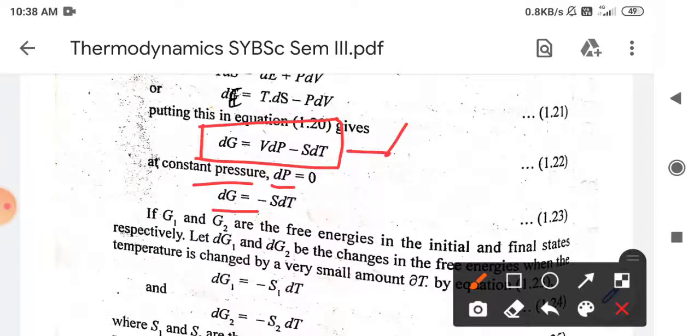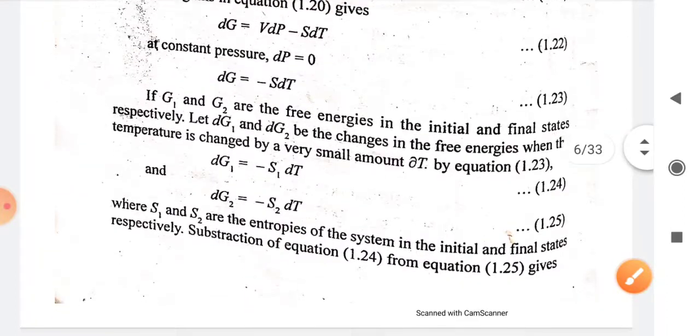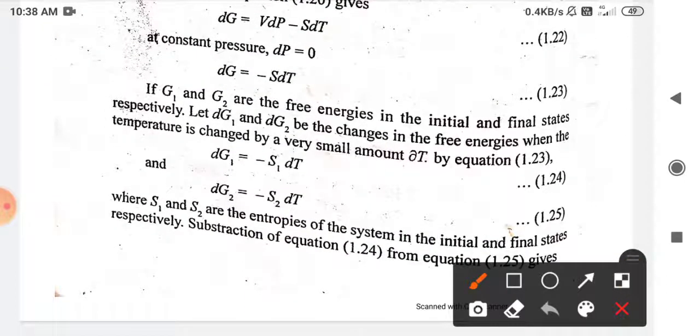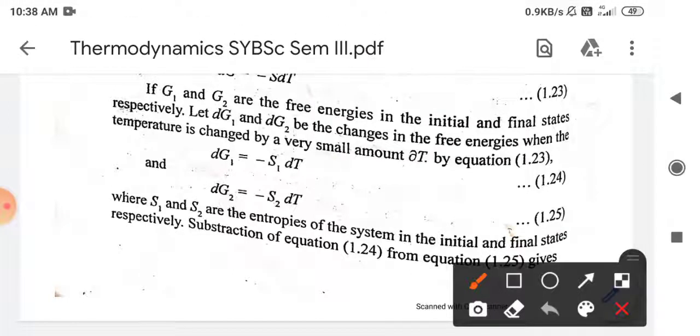Okay, now in order to derive the Gibbs-Helmholtz equation, consider two cases, that is the initial case and the final case. If G1 and G2 are the free energies in the initial and final states respectively, then dG1 and dG2 are the changes in free energies when the temperature is changed by a very small amount, that is dT. So there are two states, the initial state and the final state, that is dG1 and dG2. We have just considered the change in the Gibbs free energy resulting from a small change in temperature, that is dT.